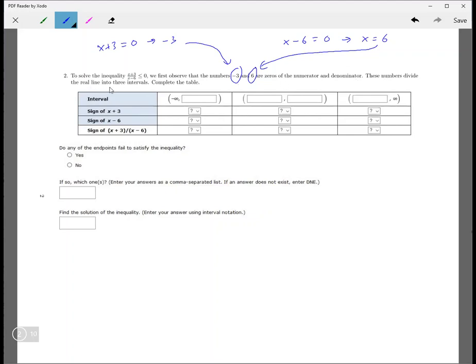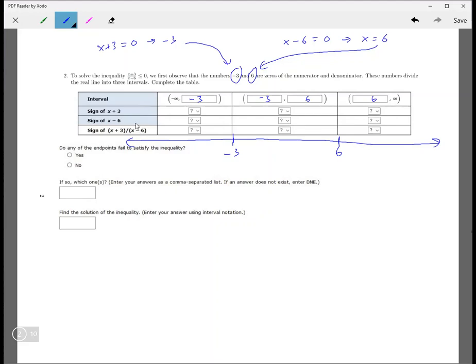These numbers divide the real line into 3 intervals. Let me draw a number line down below here. It's divided into 3 intervals based on these two numbers, negative 3 and 6. Negative 3 is the smaller one, so that goes here, and 6 is the larger one, so that goes there. That's divided into 3 regions: from negative infinity to negative 3, then negative 3 to 6, and then 6 to infinity. So it's based on the zeros of the numerator and the zeros of the denominator.